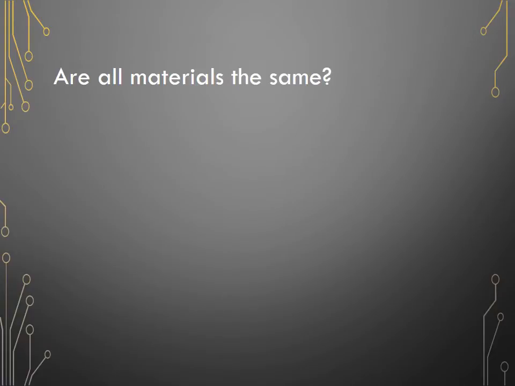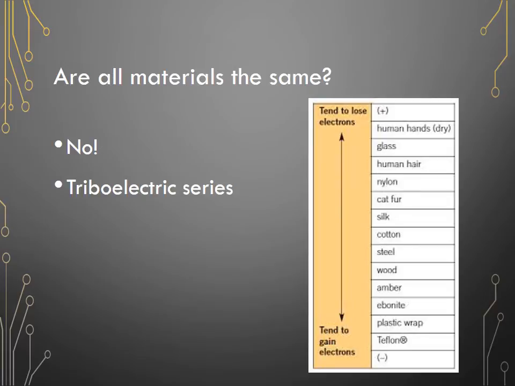Are all materials the same at giving charges away or picking them up? As you saw in the activity in class, no, they're definitely not. So scientists, before we actually had all the tools to look at the microscopic properties of materials, came up with the triboelectric series. And they essentially did what you did in class today. They were able to sort on a scale, a list of objects by the tendency to lose electrons and become positive, or the tendency to gain electrons and become negative.